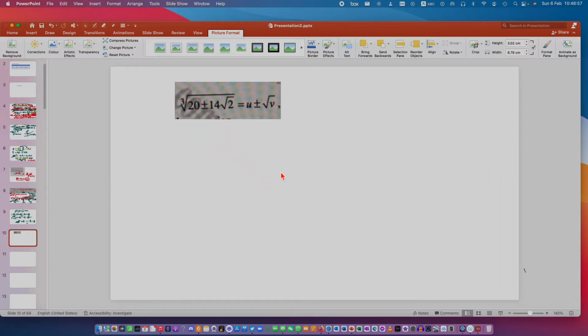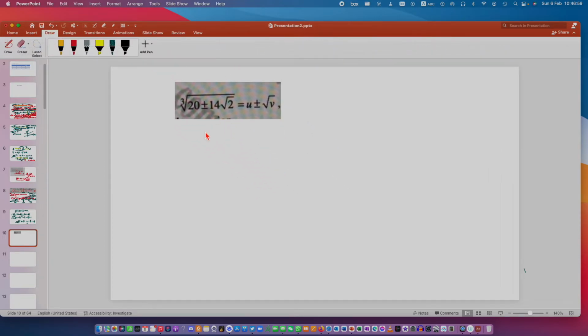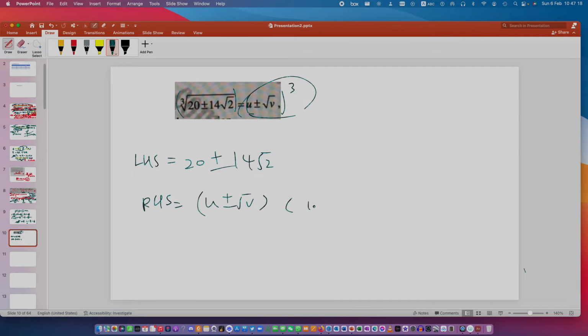Okay, good. So you cube this, because once you cube both sides, it's 20 plus minus 14 square root 2. Then of course this is the left hand side. Just write it down. Left hand side equals to this. So right hand side equals to, how do you do this? This one is u plus minus square root v, so probably you want to power of 2. Do it this way first, then open this up first.